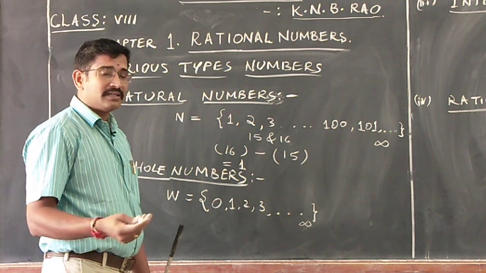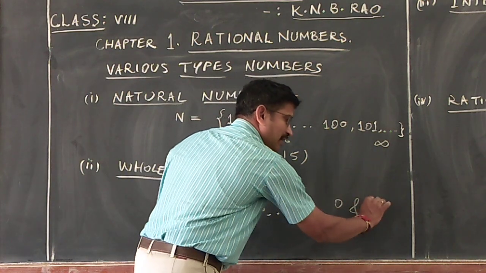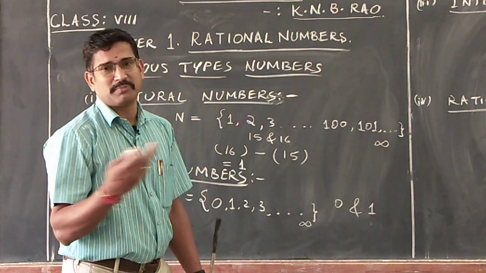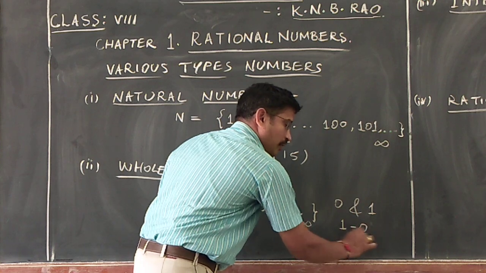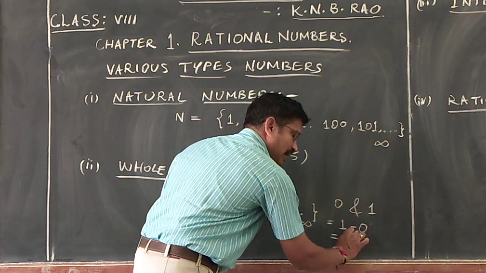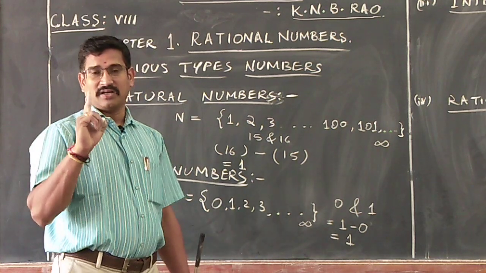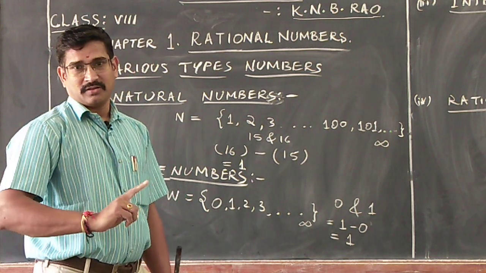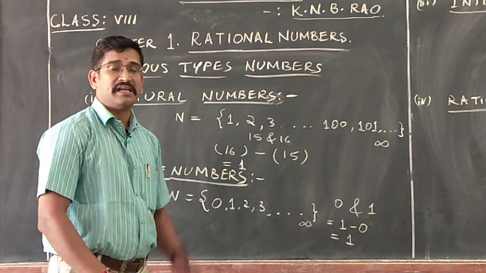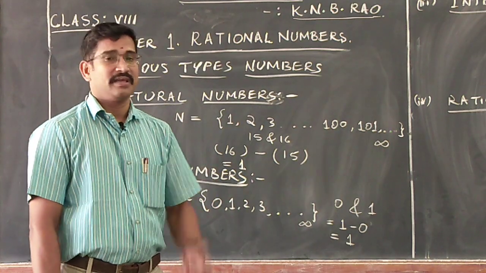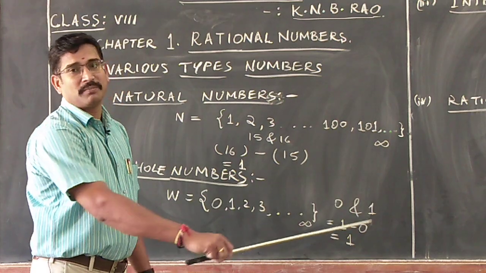You may get a doubt: what happens if I consider 0 and 1? Even there, the absolute difference between 0 and 1, that is 1 minus 0, remains 1. So importantly, we have three things to remember in whole numbers. One, the smallest whole number is 0; the biggest whole number is infinity; and the absolute difference between any two continuous whole numbers is 1. The whole number set is represented by W, and the number of whole numbers is infinitely many.